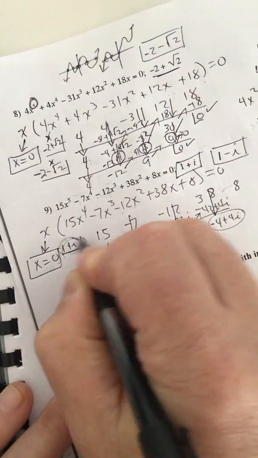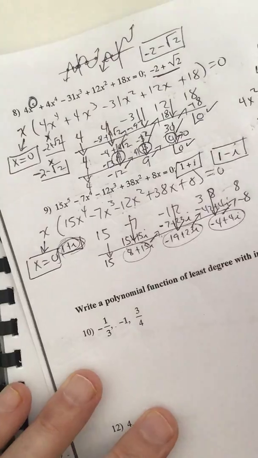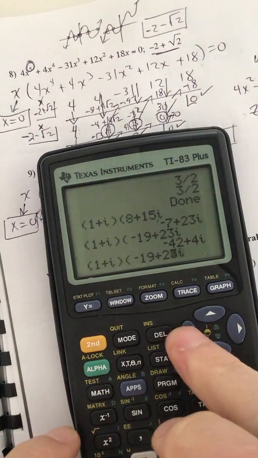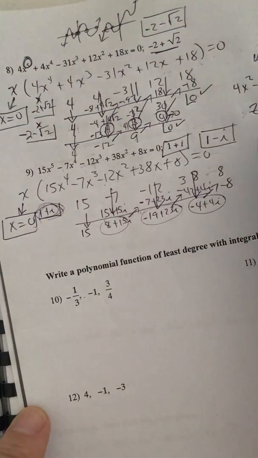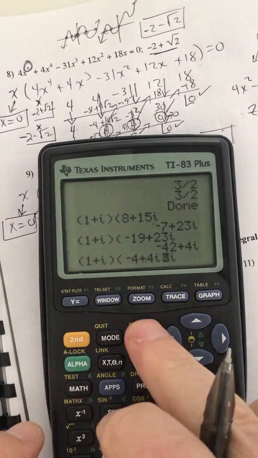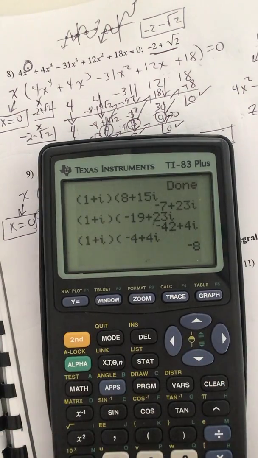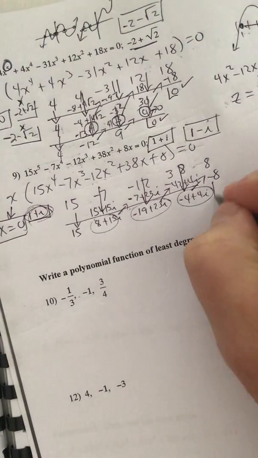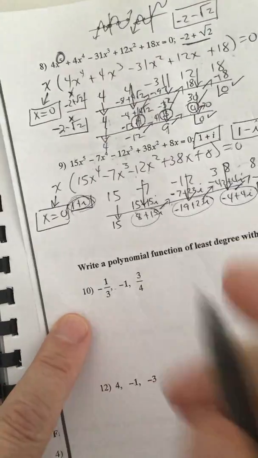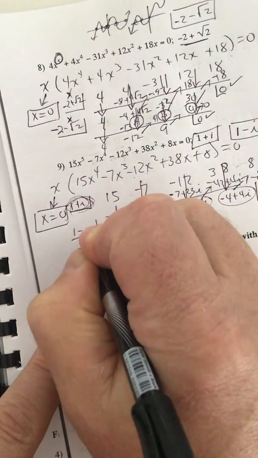Now I need that one times that one, and it better be negative 8. I'm going to use my calculator just to confirm. So right here, 1 plus I times negative 4 plus 4i. Okay, good. Negative 8. So that adds up to 0, confirming that that was a 0. Now let's take the other one out of there. 1 minus I.